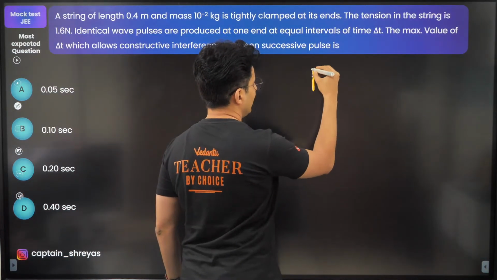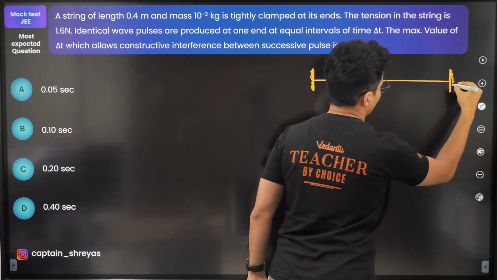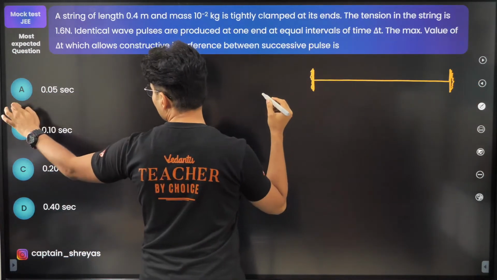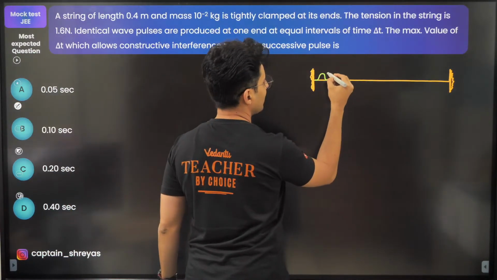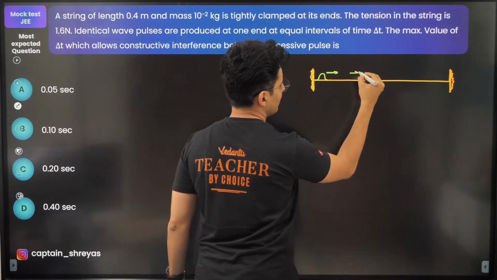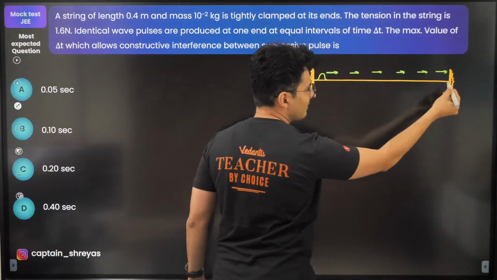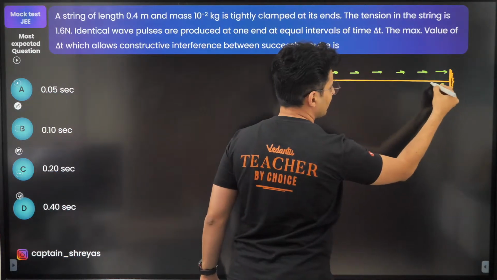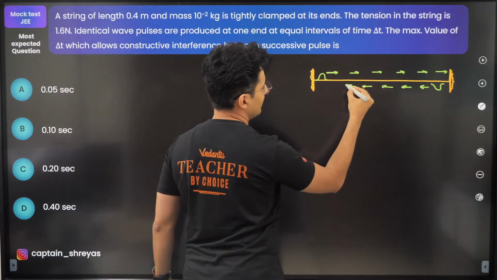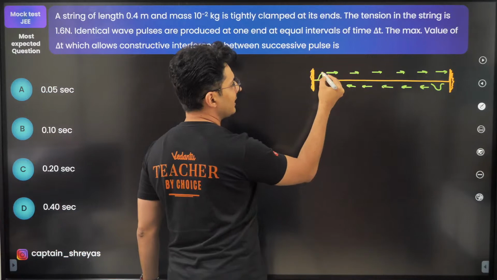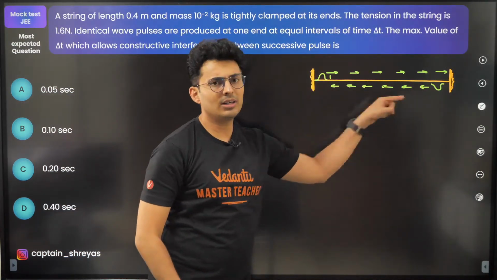Imagine this is one end. This is your string. This is another end. Just imagine you generate a pulse over here. This pulse travels like this. And what happens? It gets reflected. It becomes inverted and comes back like this. Again, it gets reflected and becomes like this, and keeps on traveling.